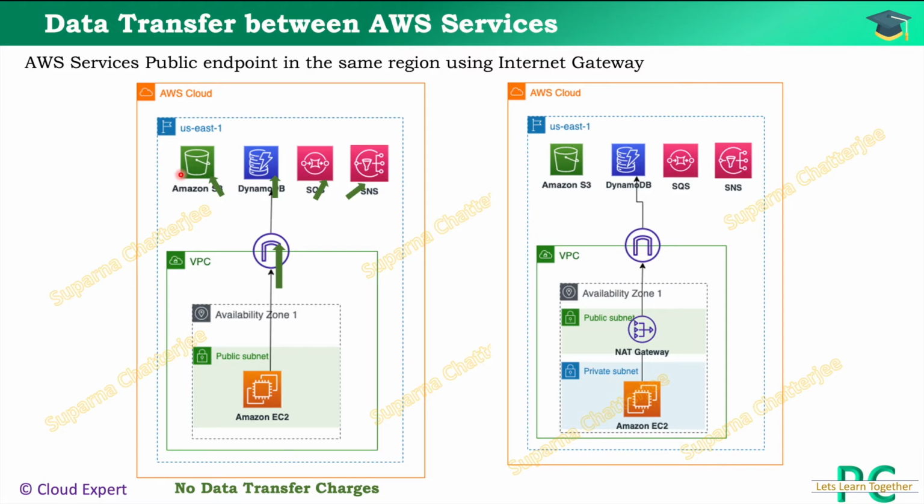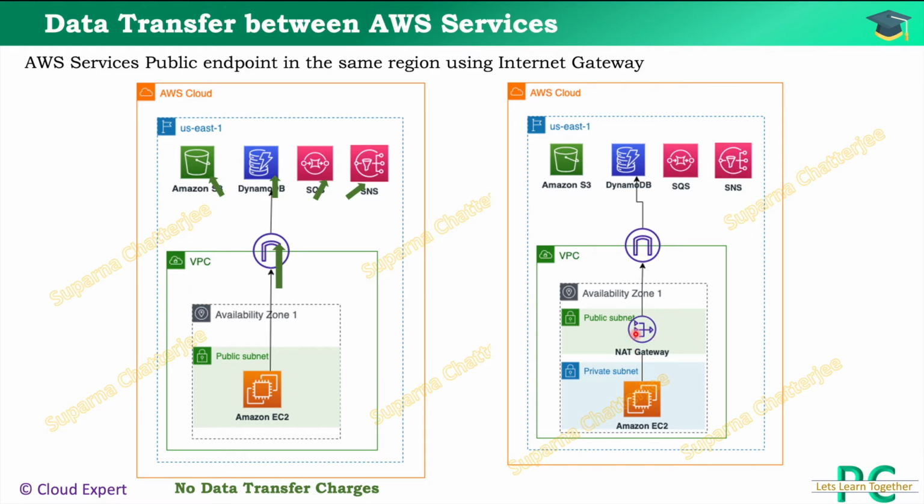In this use case, your EC2 instance is inside a private subnet. In the previous example, the EC2 was in a public subnet. Now in this example, EC2 is in a private subnet, and you have a NAT gateway to communicate with the internet. In this use case, you are communicating with Amazon S3, Amazon DynamoDB, SQS or SNS using a NAT gateway.